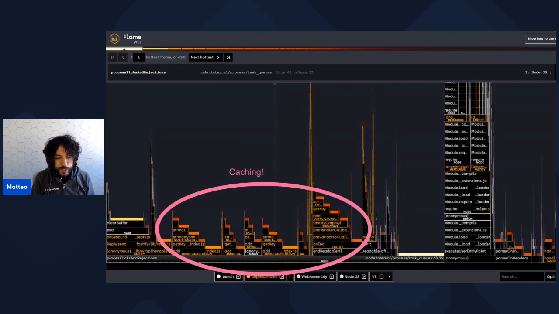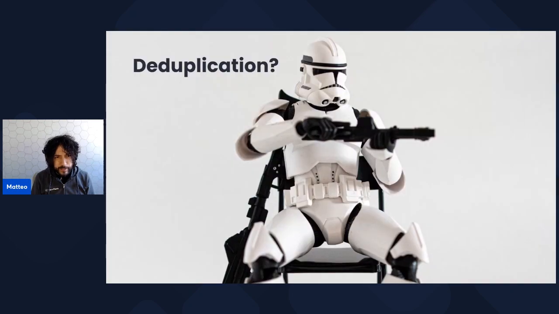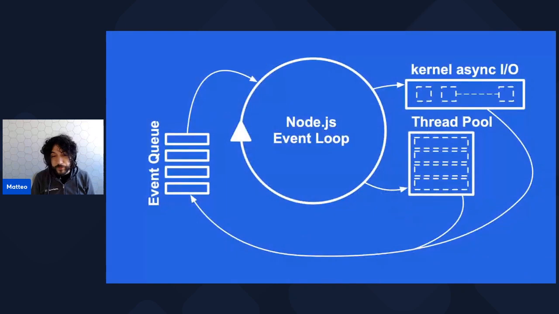So here we go. That's where we are doing the caching bits. How does it work? Where did the HTTP request go? Well, let's see. The technique that we have been using is called deduplication. Nobody likes clones, right? So we just slay the clones. That's it.